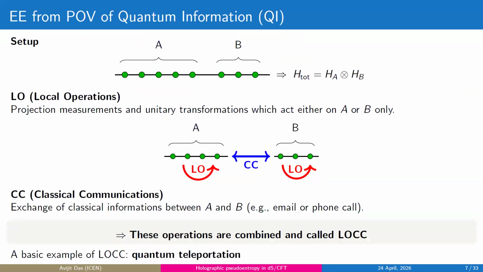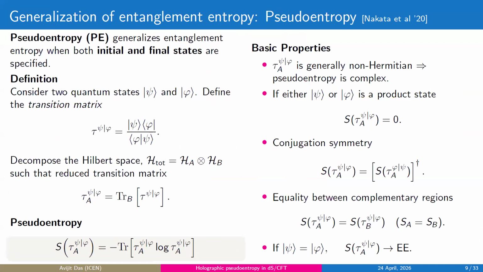But for pseudoentropy, what we do basically is we take two different states. We take an initial state psi and another state phi. Once you do that, you can then define what is called the transition matrix, because you no longer have the same state. So the transition matrix is defined with the initial state and then the final state, and then I have taken a normalization factor. So this is the transition matrix. Then you can follow the same steps we have done for entanglement entropy.